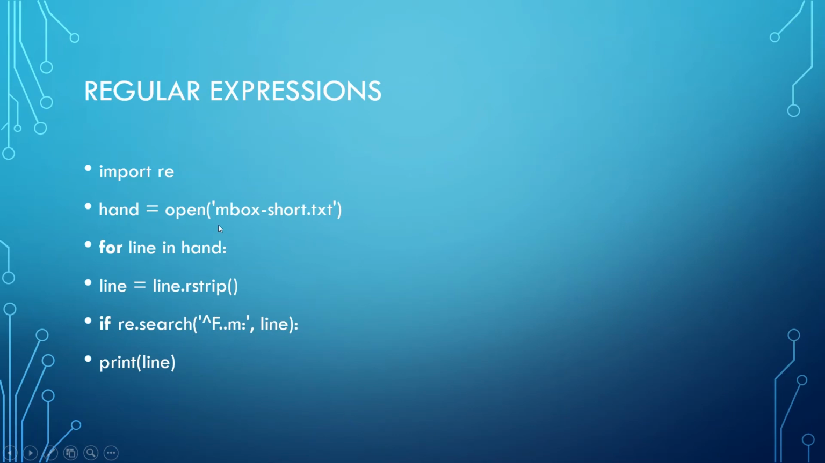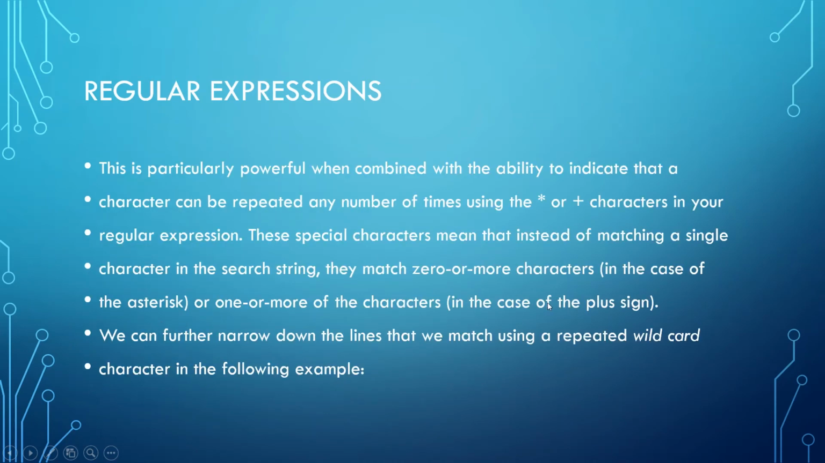import re; hand = open('mbox-short.txt'); for line in hand: line = line.rstrip(). if re.search, there we go, print(line). This is particularly powerful when combined with the ability to indicate that a character can be repeated any number of times using the asterisk or plus characters in your regular expression.